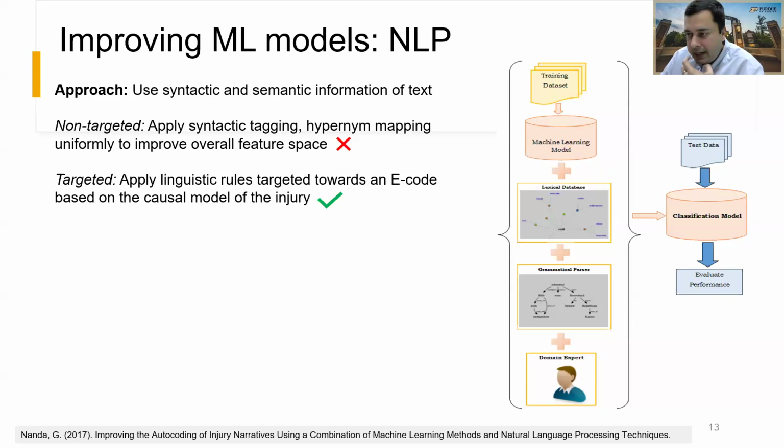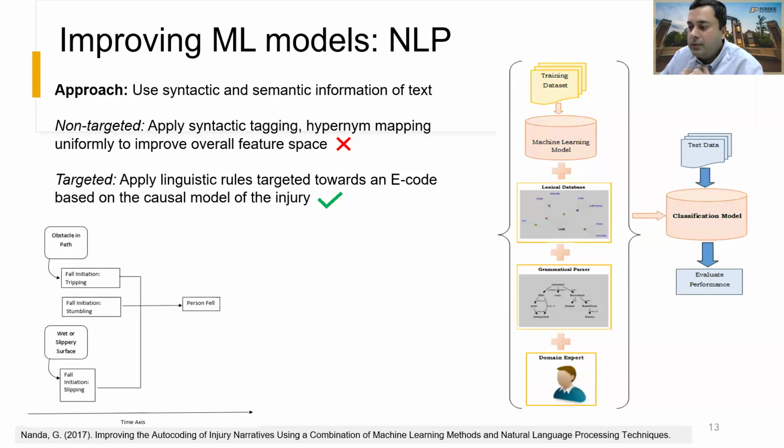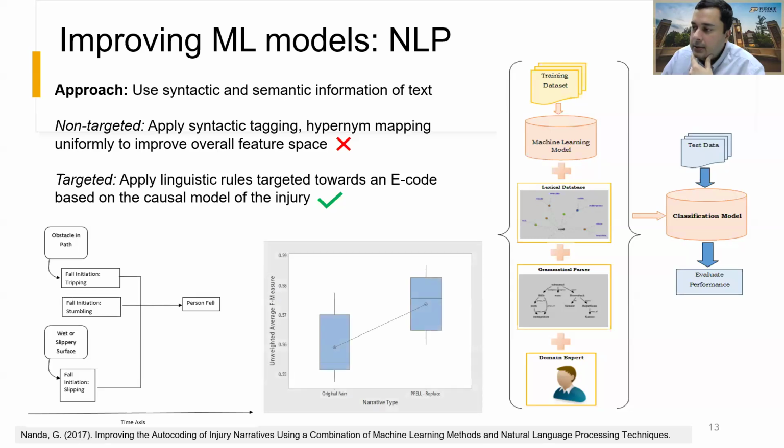Then we also tried doing it in a targeted manner, so we looked at the theoretical models of different types of injury. As I mentioned earlier, there are different models for accidents. For example, this is a sequence model for how a fall happens. If it happens due to a slip, then a wet or slippery surface should be there. If it happens due to tripping, there should be an obstacle, and then later on there should be evidence that the person fell. So if we look at the narrative and look for these evidences in a targeted manner, we found that those kinds of linguistic rules helped in improving the prediction accuracy.